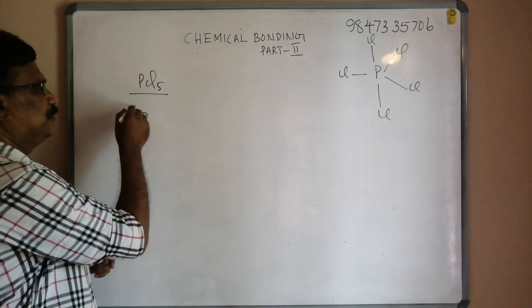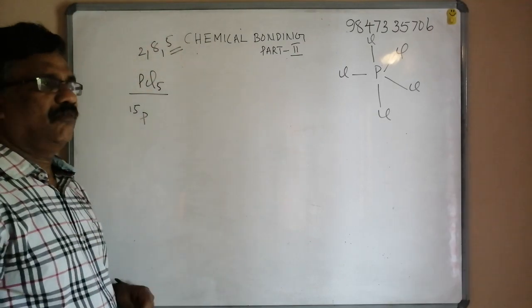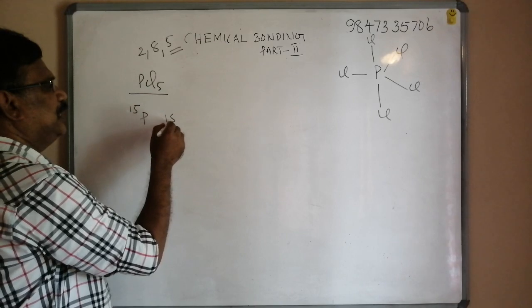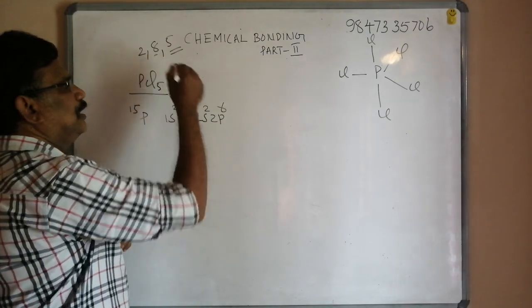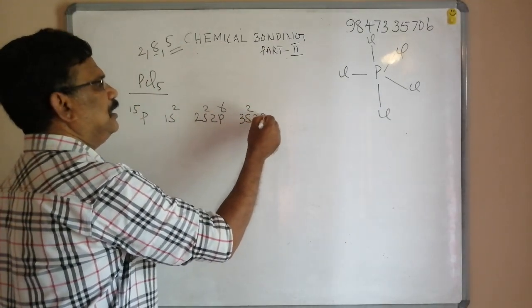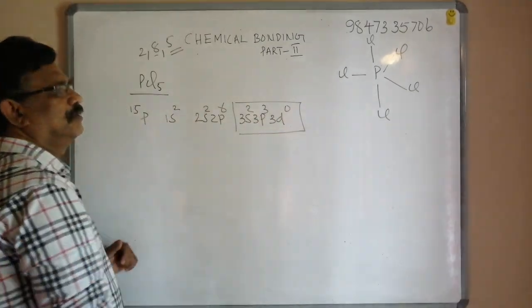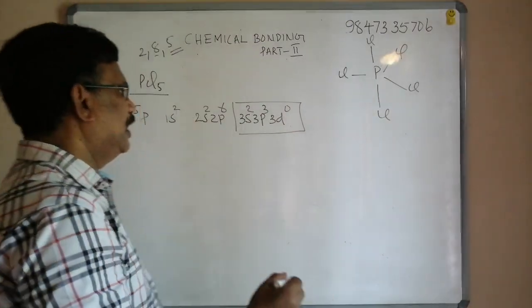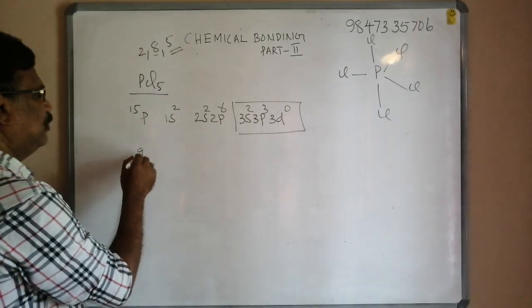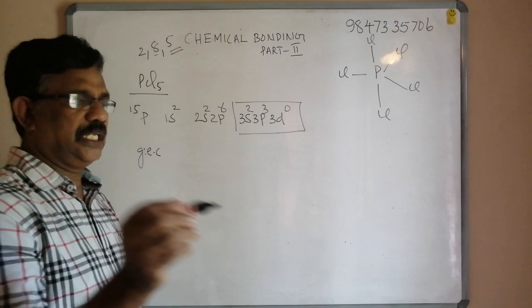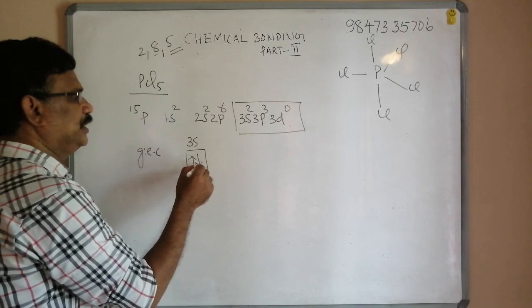Atomic number 15, with 5 electrons in the valence shell. So the configuration is 1s2, 2s2, 2p6, and 3s2, 3p3 and 3d0. This is the valence shell, the outermost shell, and this electronic configuration is called the ground state electronic configuration. In the valence shell, 3s2 is a paired orbital.